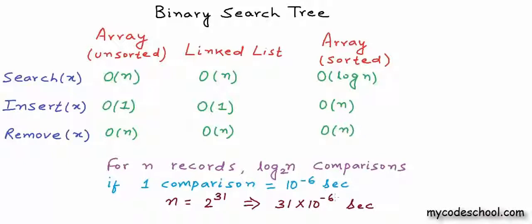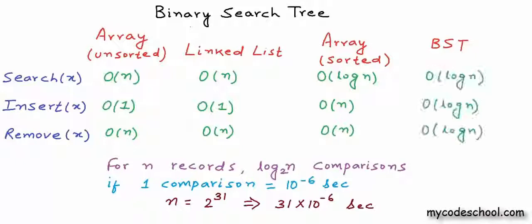But what about insertion and removal? They are still big O of n. Can we do something better here? Well, if we use this data structure called binary search tree, I'm writing it in short, BST for binary search tree, then the cost of all these 3 operations can be big O of log n. In the average case, the cost of all the operations will be big O of log n, and big O of n in the worst case, but we can avoid the worst case by making sure that the tree is always balanced.